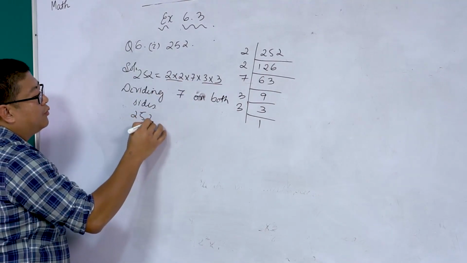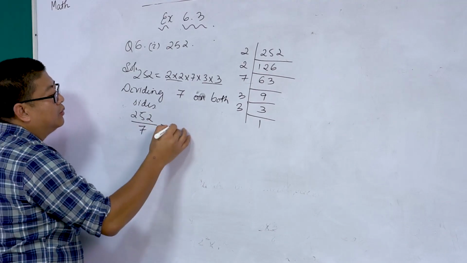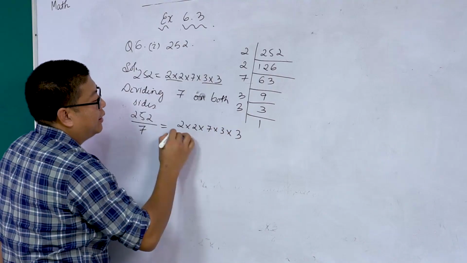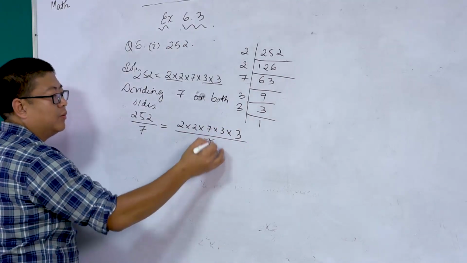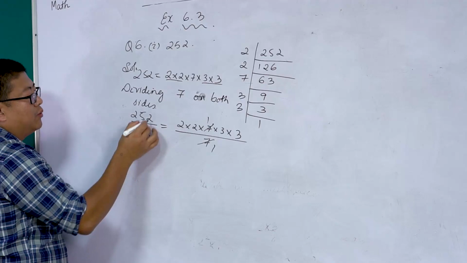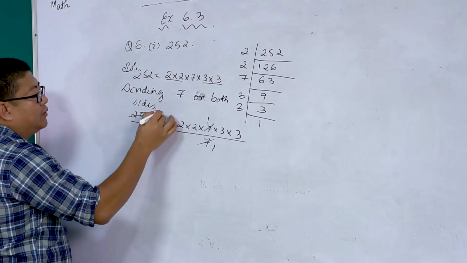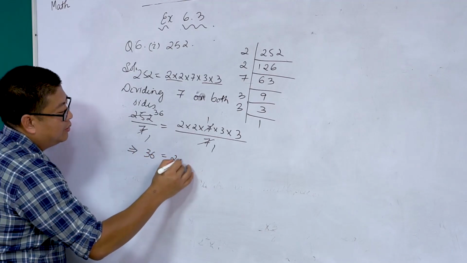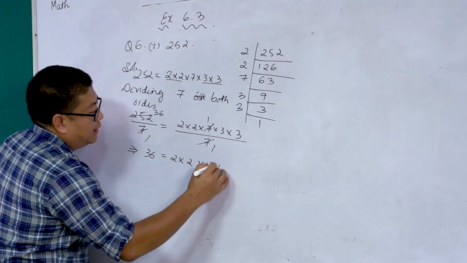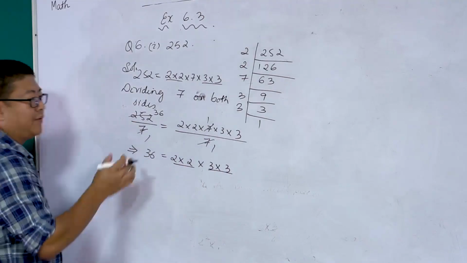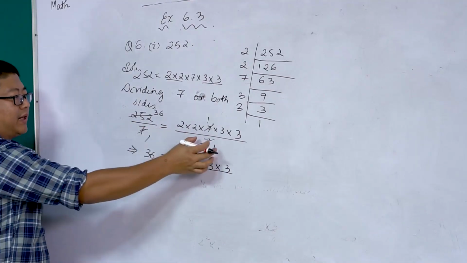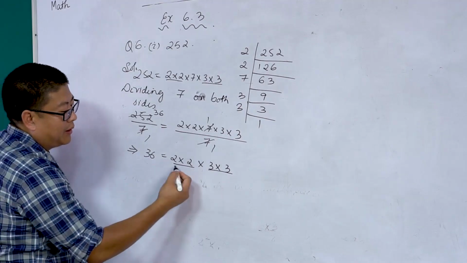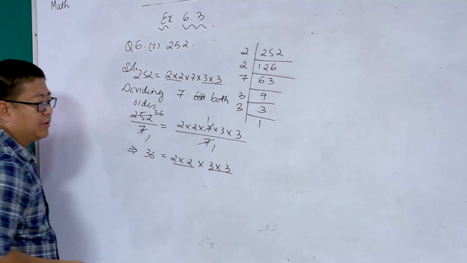So 252 divided by 7 is equal to 2 into 2 into 7 into 3 into 3 by 7. 7 into 1, 7 into 1, 7 into 1, 7 into 3, 21, 42, 36. So final answer we're getting, 36 is equal to 2 into 2 into 3 into 3. So after dividing with 7, I'm getting 36. And here I'm getting 2 into 2 into 3 into 3.